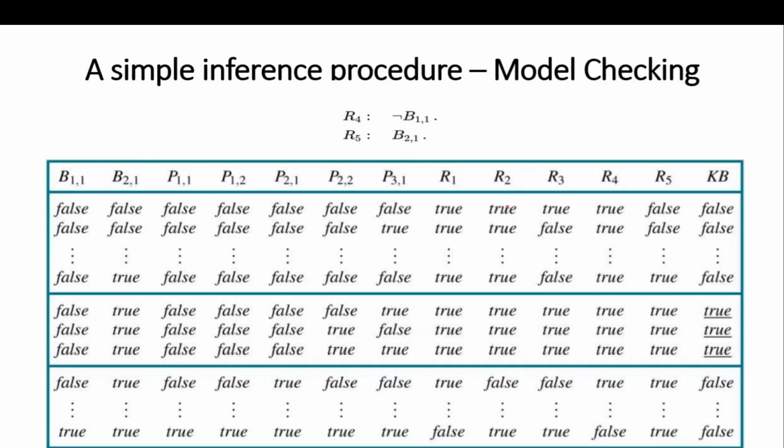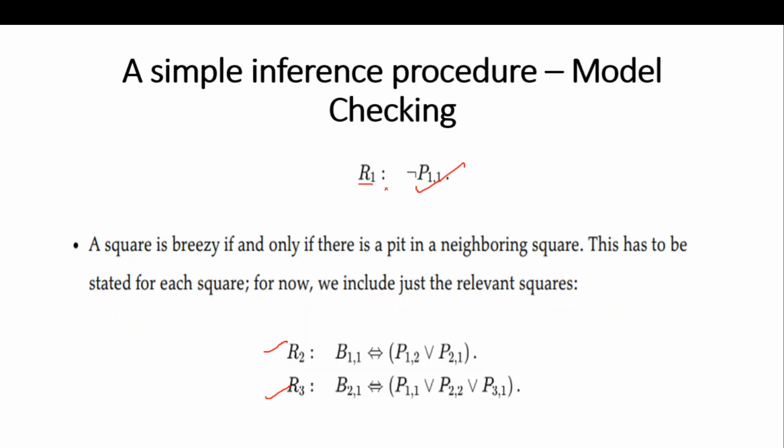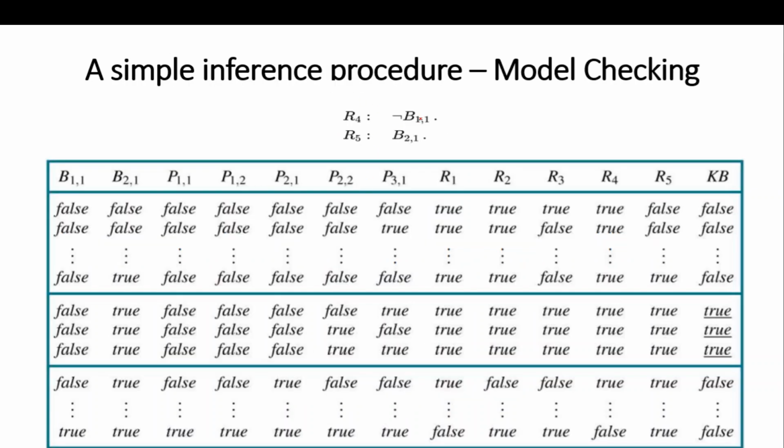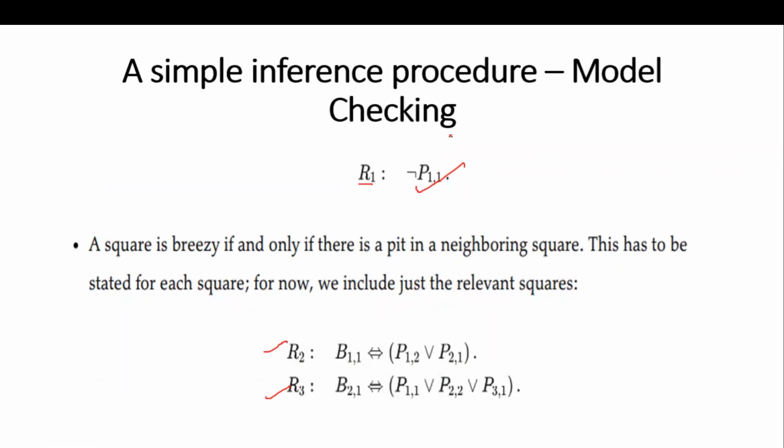This is the next rule, rule 4. Here we are saying that there is no breeze in 1,1, because the agent initially starts at 1,1 and we know that there is no breeze here. The next rule is that there is a breeze in 2,1, which means there is a pit either in 3,1, 2,2, or even 1,1. So these are the relevant rules for this condition, which is not P1,2, that there is no pit in 1,2.